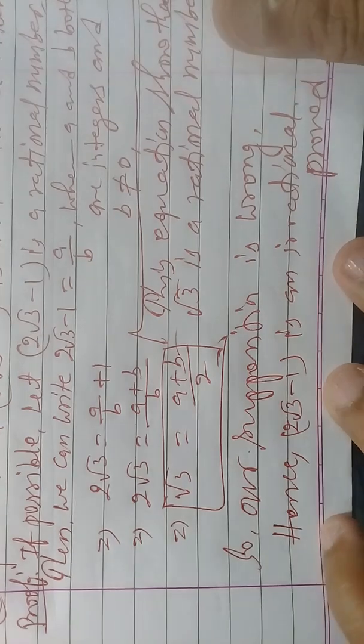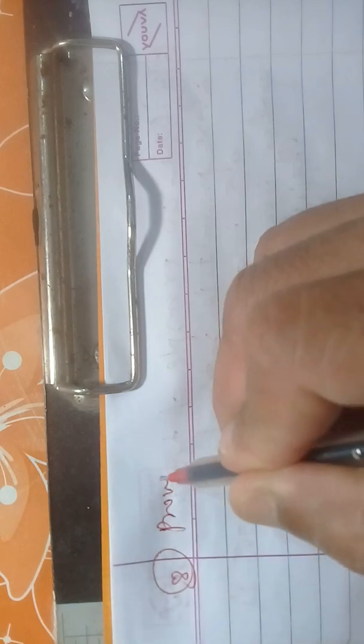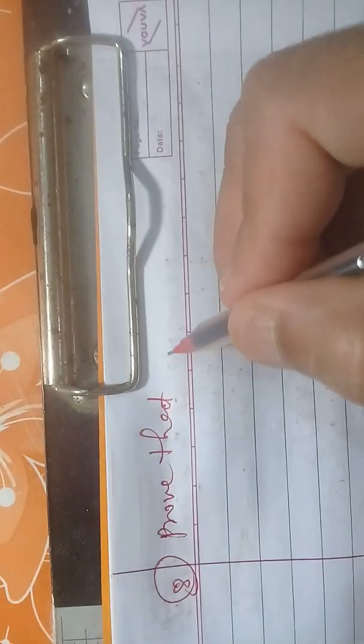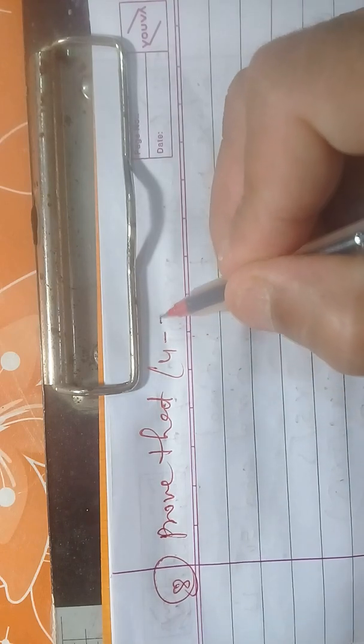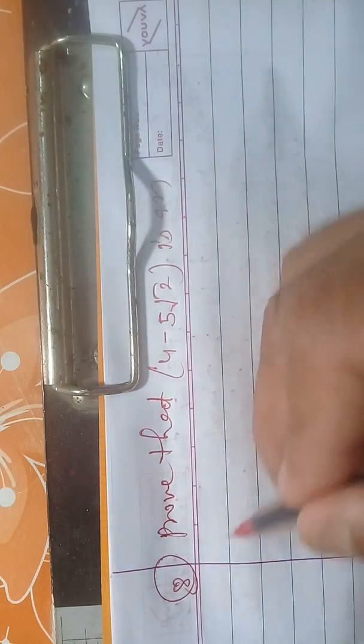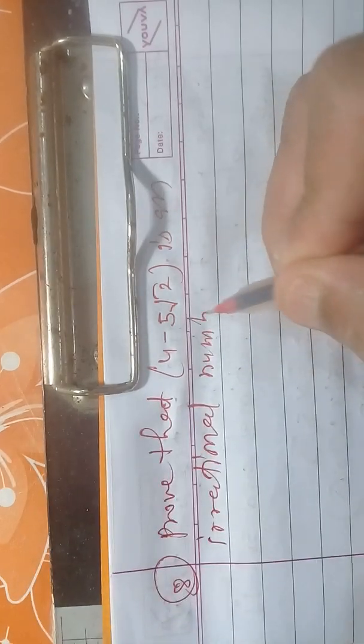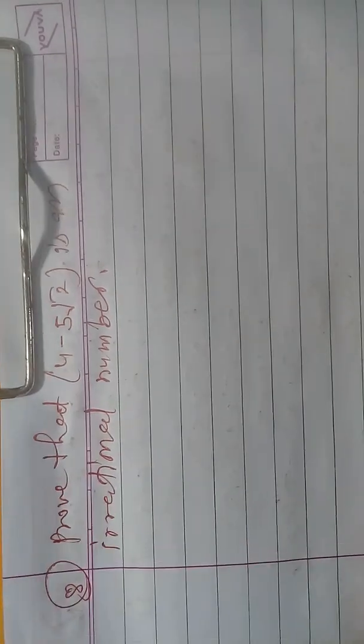Next, question number 8. Prove that 4 minus 5 root 2 is an irrational number. Proof.